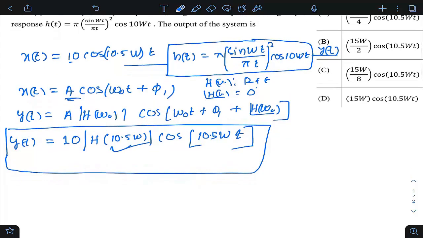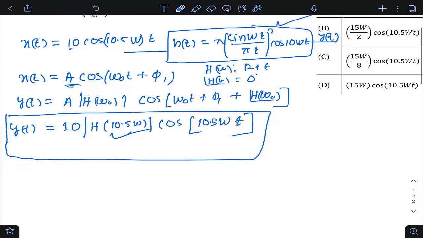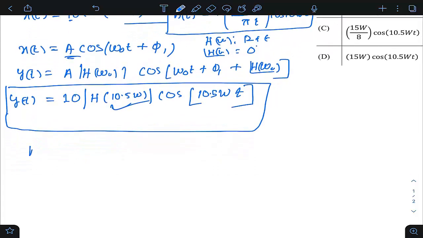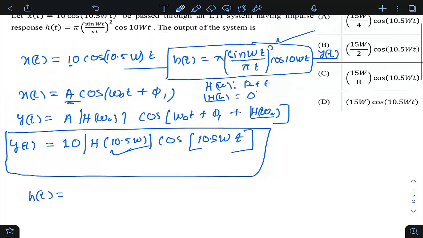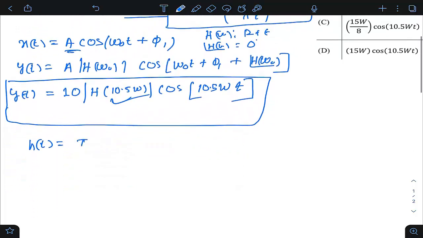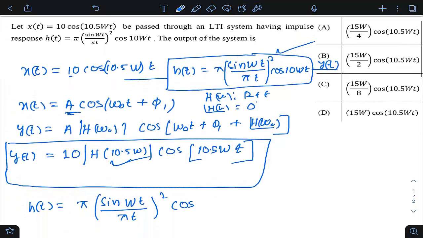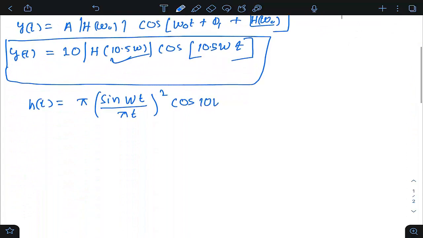Here the notations omega and W are quite similar, so we have to be a bit careful while writing them. Let us first find h of omega, that is, the Fourier transform of this h of t, and in that we will substitute 10.5 W, which will give my answer. So to start with, h of t is given as pi sine Wt divided by pi t, this whole squared, into cos of 10 Wt.